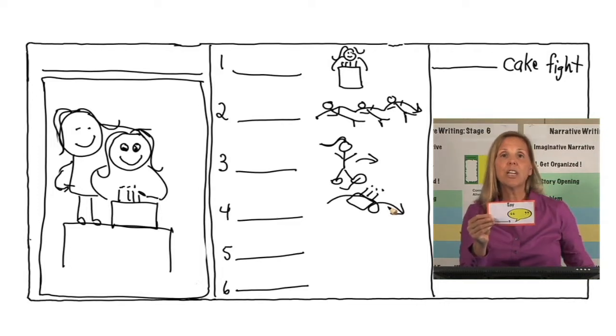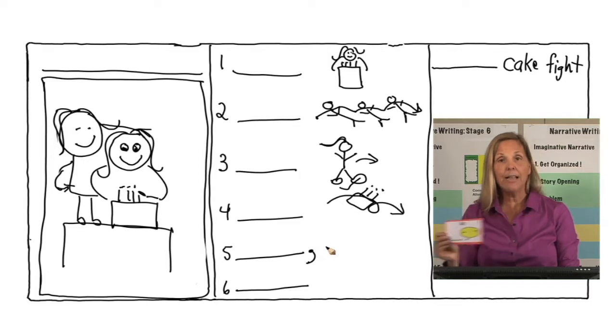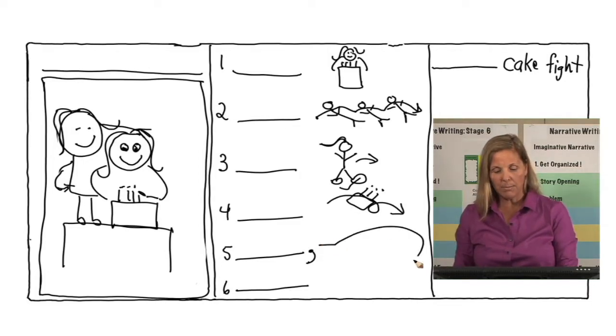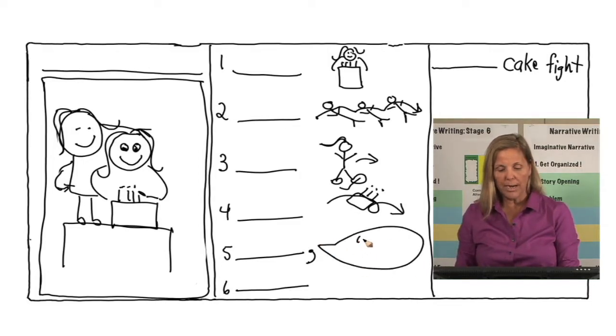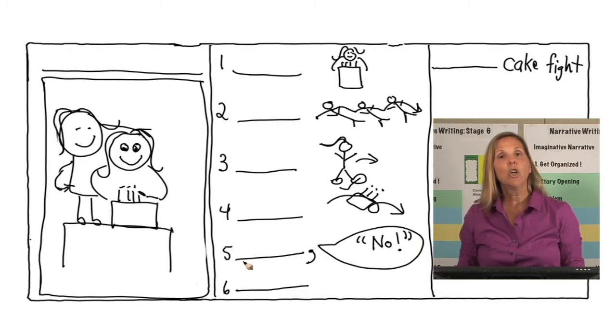We need to show this template to the students where, okay, we have our line, comma, dialogue bubble, and then we're going to write what we said. Quotation mark, no! Close quotation mark. Now we'll go over who shouted this.